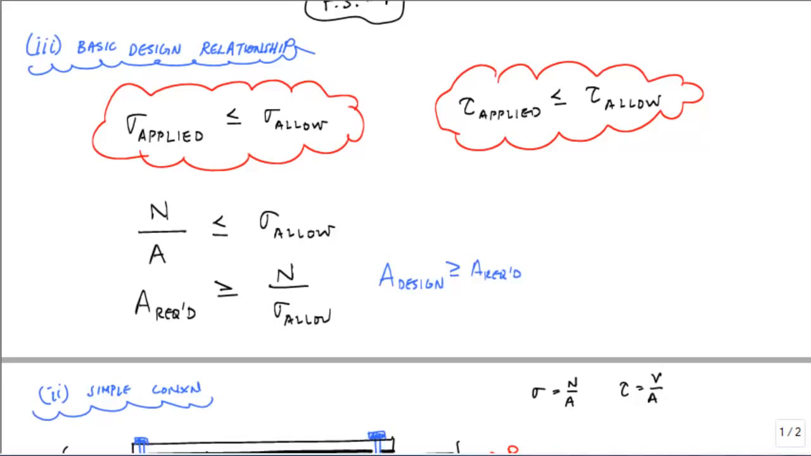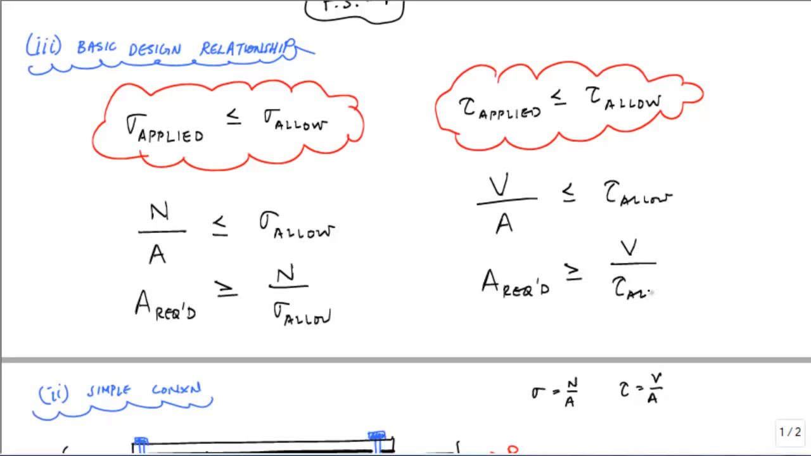And the same thing with tau applied. You're going to use this relationship here. You're going to substitute here. Let me get rid of that. This V applied, the internal shear force divided by the area that we need in shear, is less than or equal to tau allow. And just in the same way, we're going to say that the area required is greater than or equal to V over tau allow. And this is going to tell us how much area we need in shear.